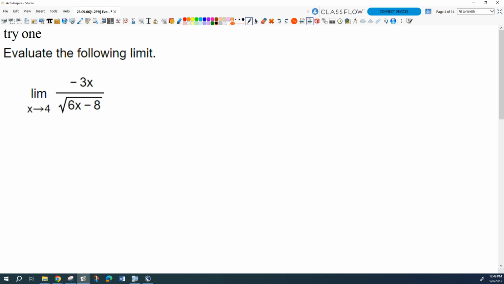Okay, are you sure you're making an assumption though? Yeah, always try to evaluate directly, right? And if we evaluate this one directly, what do we get? Negative 12. Okay, well, it's not 0 on the top, right? So this is not going to be indeterminate. And on the bottom, we get square root of 16, right? 24 minus 8 is square root of 16, which gives us negative 12 over 4, which is negative 3. Done. You see my point.